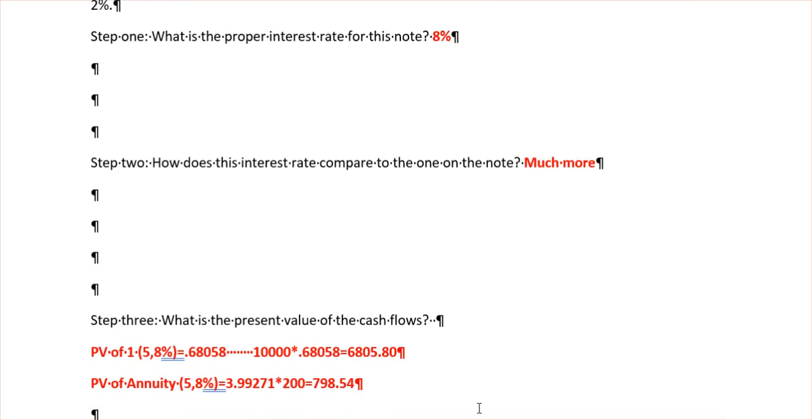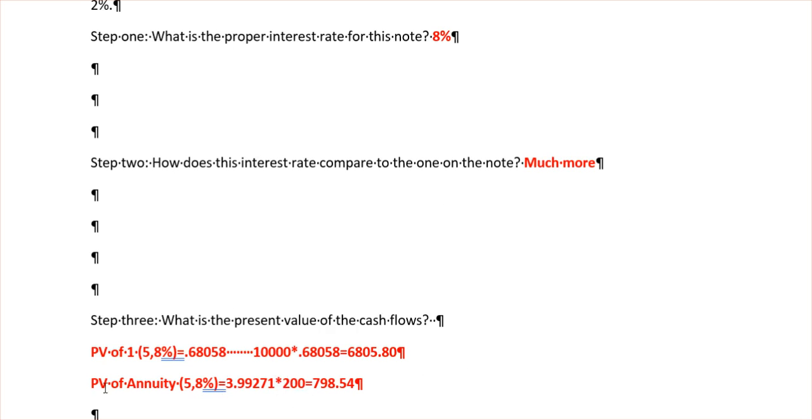As I said before, it's really theoretically better if you put the cash flow first, then the present value amount, then multiply across. So if I were putting this more of a table or a setup sort of a thing, I should put the 200 first, then the present value, which is 3.99271. I think that looks a little cleaner.